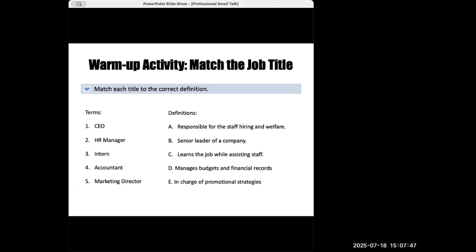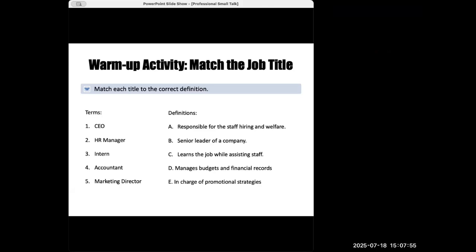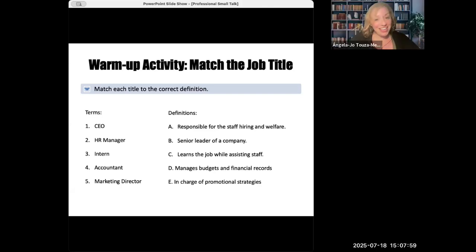Shok. Yes. Okay. An HR manager. Which definition matches with the HR manager? He's responsible for the staff hiring and welfare. Very good. Thank you, Shok.